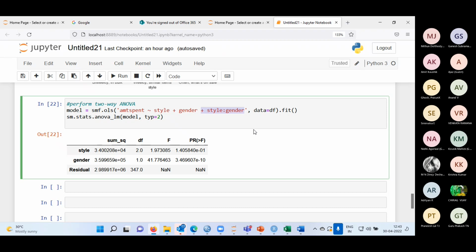So why not we just take the interaction only? Why do we need style plus gender plus style colon gender? Why not? Because when I say style, there are three groups within style, correct? Bi-weekly customers, weekly customers, and often customers. Now there could be a difference among these three groups also.